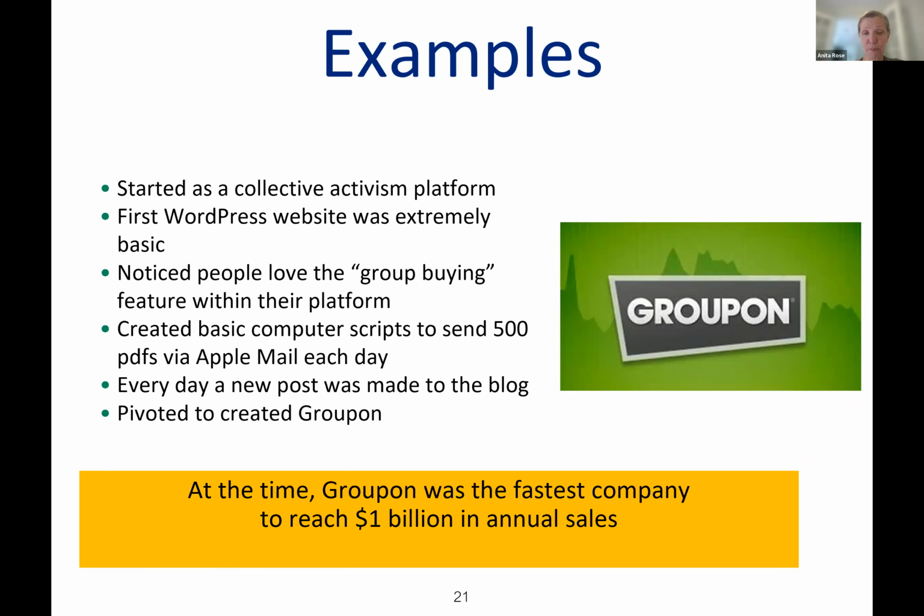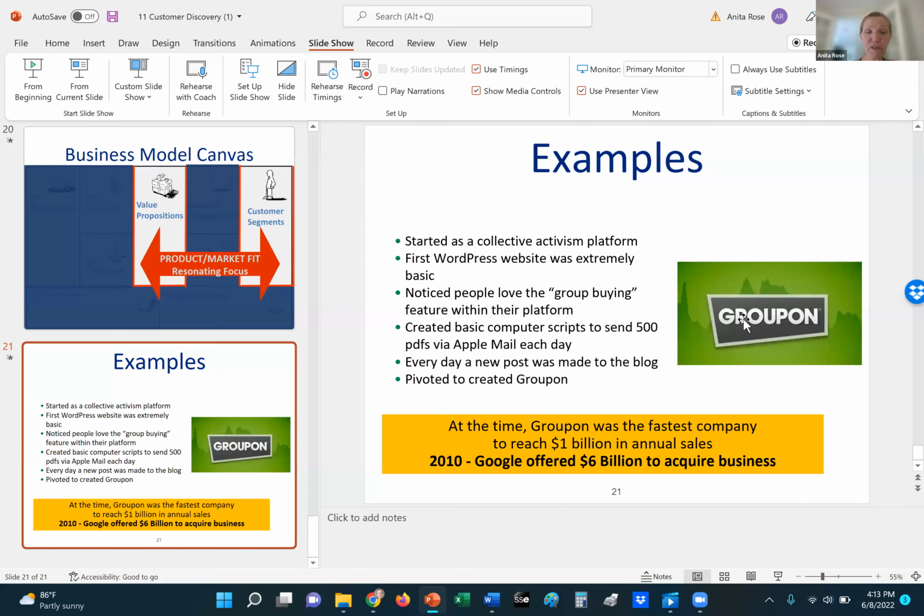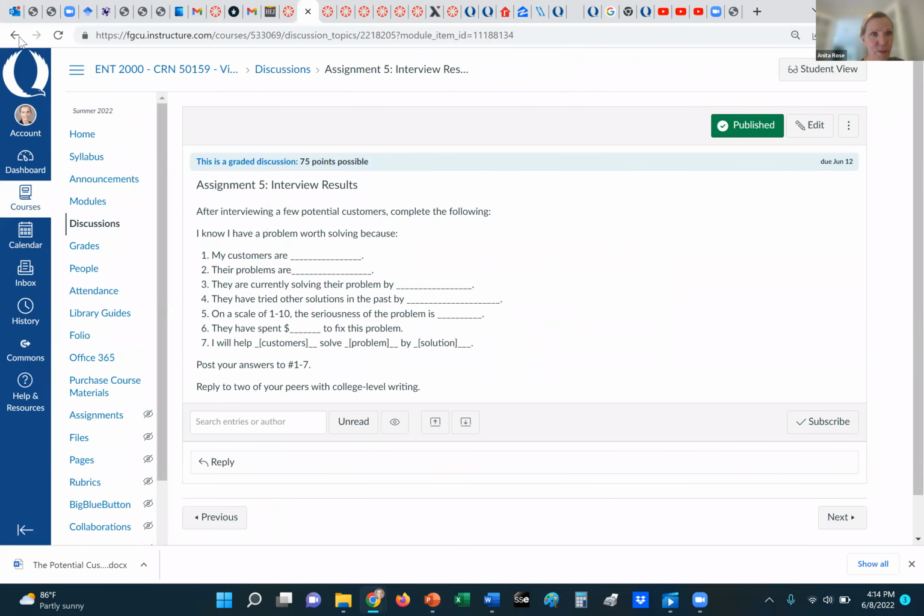Certainly, we know that Groupon is a very large scale company at this point. Yes, in 2010, Google did offer all in about $6 billion to acquire the business. And that was from a pivot, right? So it's important to understand that pivoting is not a bad thing. If you're not getting the data you think you need, it's okay, because you can pivot and make some changes along the way.